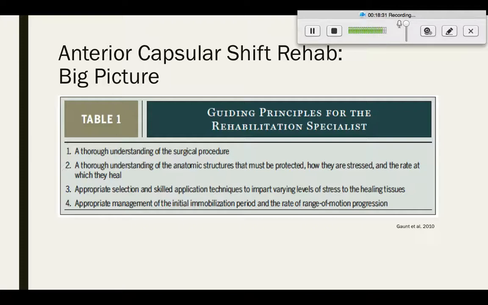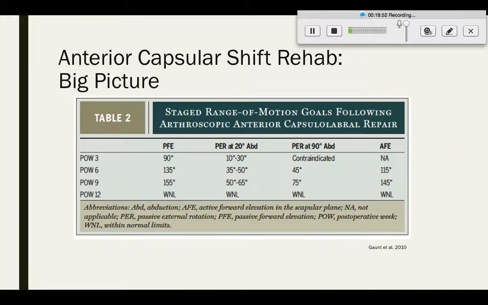So what do you need to do? You need to go back and review your arthrokinematics at the shoulder again. You need to think about which portions of the anterior and inferior capsule are stressed at various degrees of flexion, abduction, external rotation. The first phase of rehab following this procedure is often based upon these principles, and that's why we stage range of motion. And this table is a very common outline of what a lot of protocols will include as far as staged range of motion during that first 6 to 12 weeks following surgery.